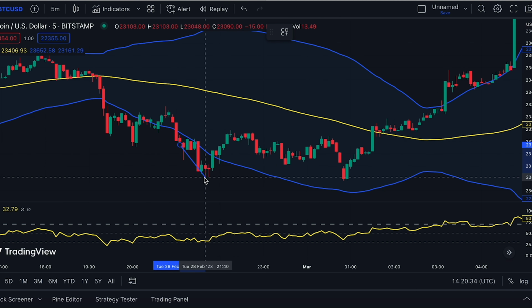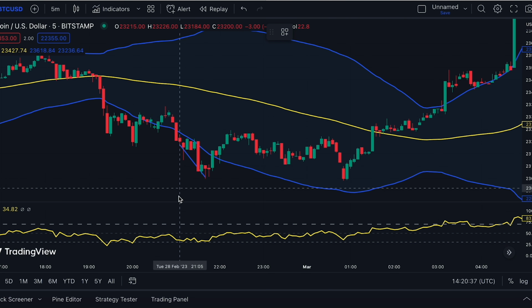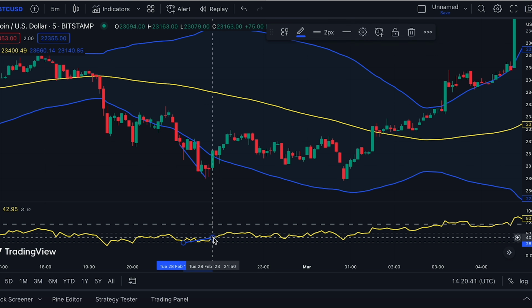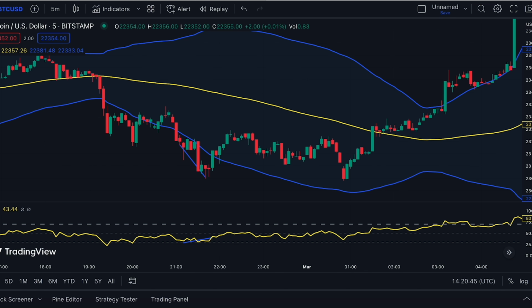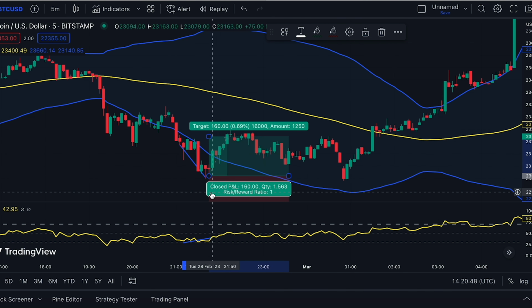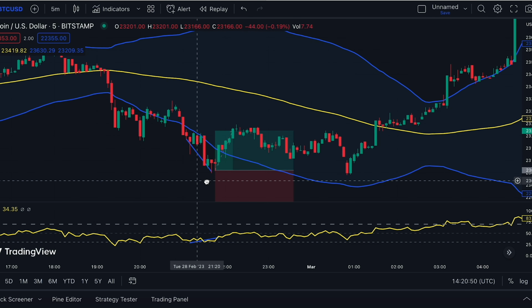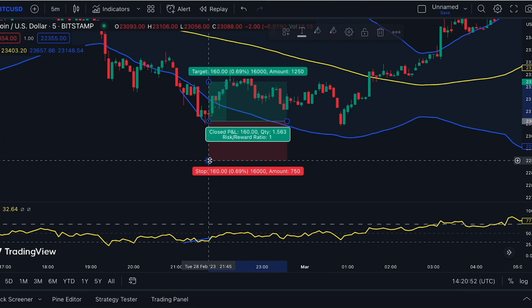When the price closes below the lower Bollinger Band, we will open a buy position. We'll check the RSI indicator to see if the approach was accurate. In order for there to be a bullish divergence, the price must produce lower lows while the RSI creates higher lows. This is the situation, as you can see here.